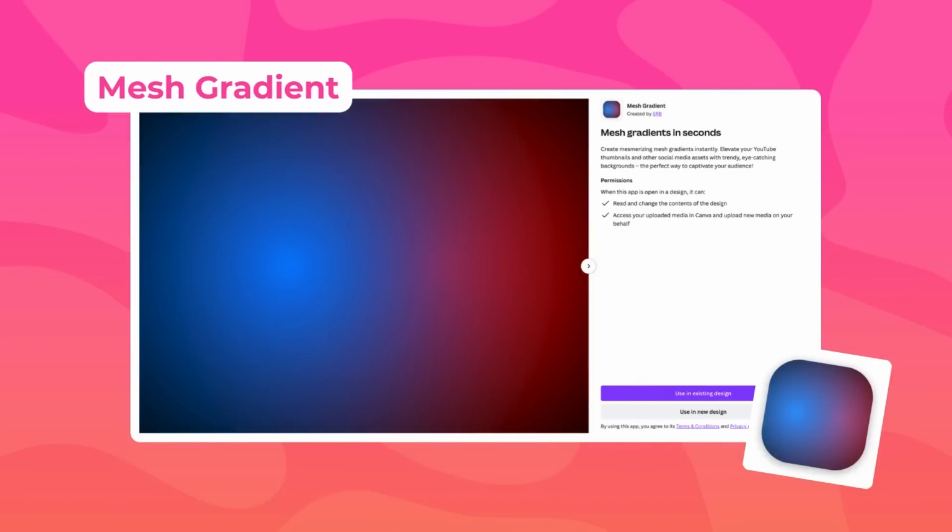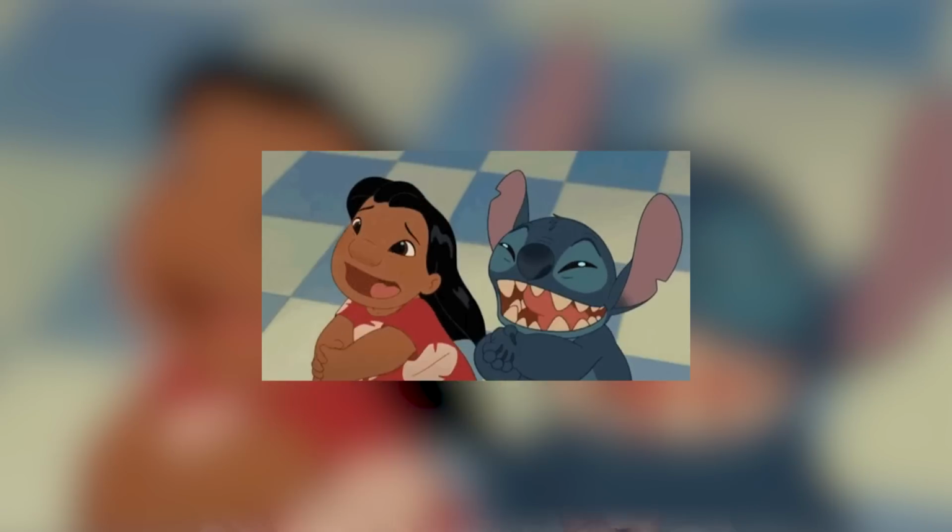So well done, MelodyMuse. The second app we are going to review today is called Mesh Gradient. All right, so Mesh Gradient's promise is to create mesh gradients in seconds, mesmerizing mesh gradients instantly. All right, so I'm not exactly sure what a mesh gradient is. I did a bit of Google search, but it's still not clear.